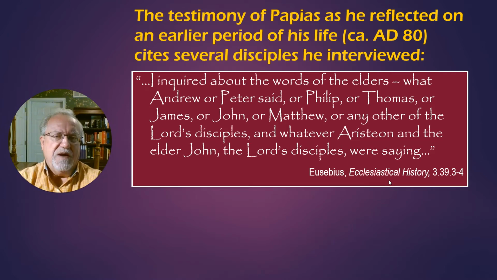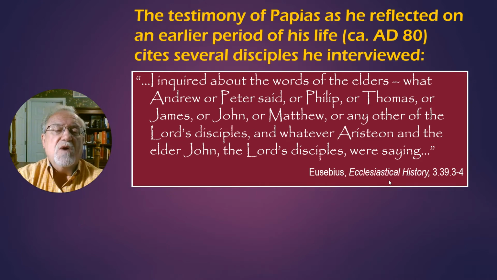I inquired about the words of the elders. And you'll notice that the people he's talking about are people who had known Jesus personally. What Andrew or Peter said, or Philip, or Thomas, or James, or John, or Matthew. Now, these that he mentions here in this list, these are all apostles of Jesus. These are people who were with Jesus from the beginning, all the way through his earthly ministry and all the way to his death and resurrection.